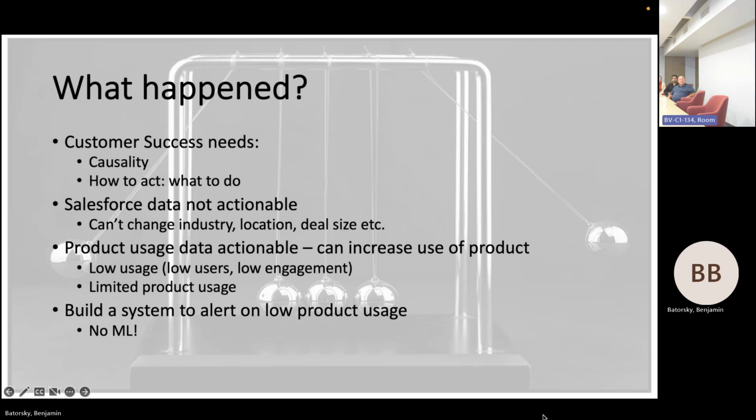So realistically, when it came to it, what they were after was not a machine learning model to predict churn, but basically a model, not even a model, but a simple alerting system on low product usage. So the deliverable was greatly different from what the team had already committed to build, but in reality, that's what was wanted. So it's a question of not listening to customers. All right, so let's have a look at the next one.